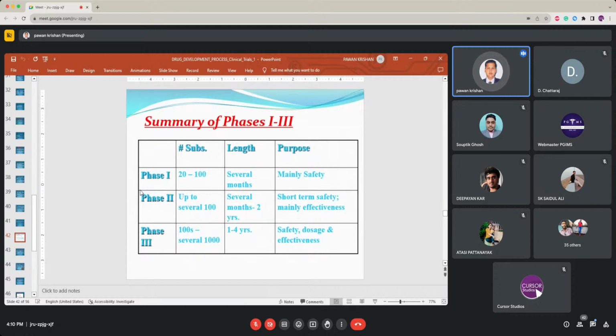So this is a summary of the three phases. Phases 1, 2, and 3 include healthy volunteers: 20 to 100 in phase 1, a few hundred in phase 2, and a few thousand in phase 3. The purpose of phase 1 is safety and kinetics. Phase 2 involves a short term study with a small number of people for effectiveness, and phase 3 also.